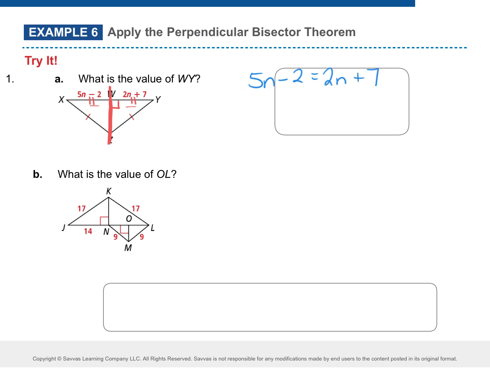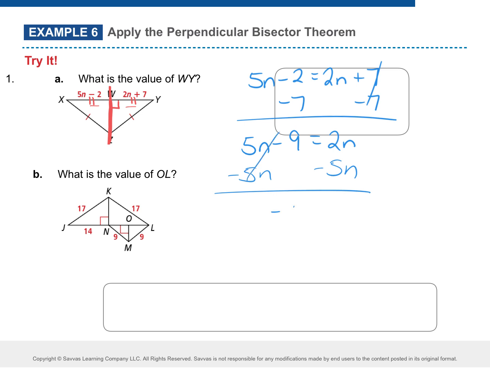So then we solve. What do I do first? Subtract 7. Yep, it doesn't matter which way you do it. 5n minus 9 equals 2n. Two-step algebra. Subtract 5n. We have negative 9 equals negative 3n. So we have n equals 3. Is that the answer? No. What did it want us to find? It wants us to find WY, which is this length right here.